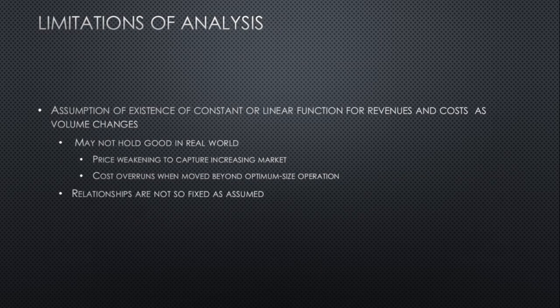There are limitations of this analysis. The assumption of constant or linear functions for revenues and costs as volume changes may not hold in real-world relevancy. Again, this is just in theory. Price weakening to capture an increasing market, and cost overruns when moved beyond optimum size operation. Relationships are not so fixed as assumed with this kind of analysis. That ends part 2.